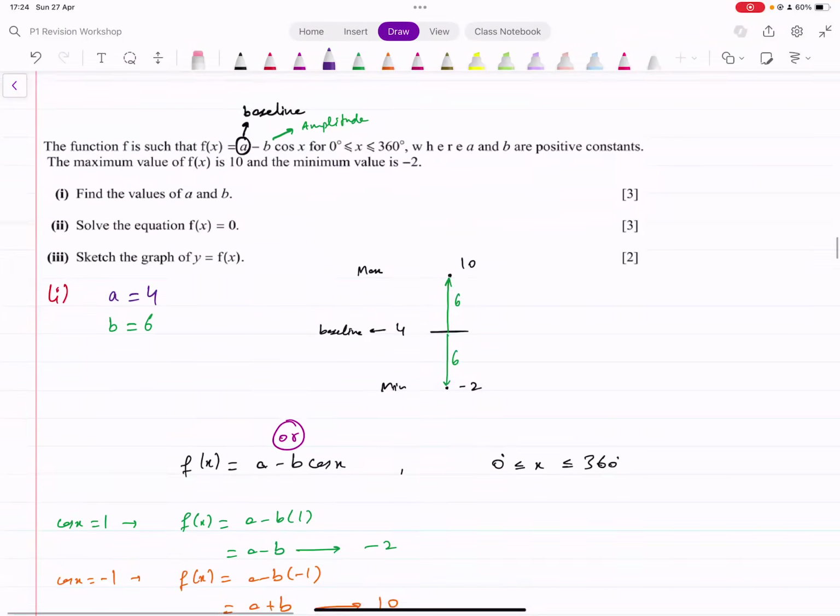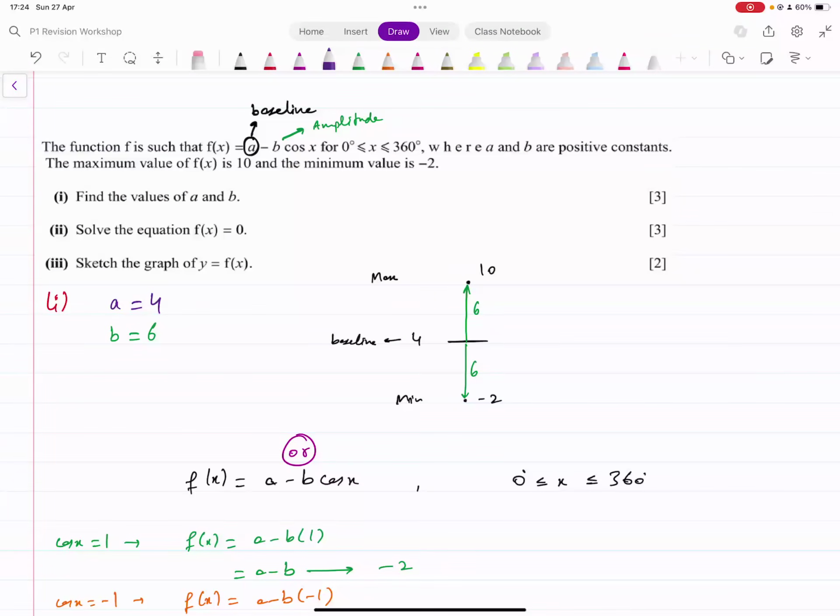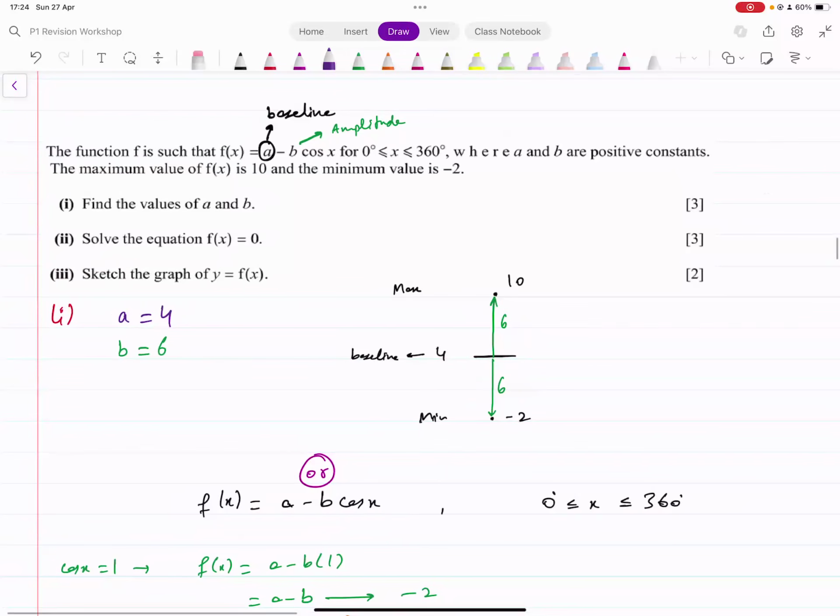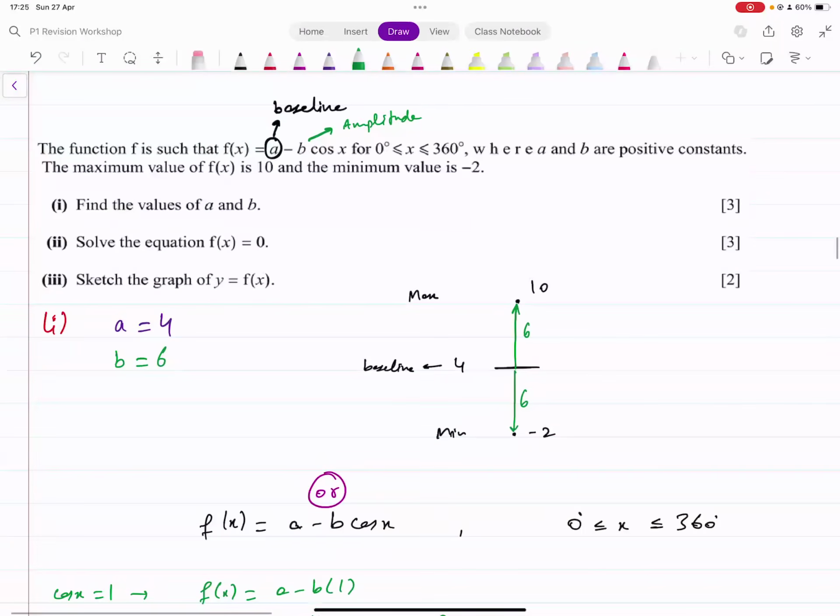All right. So now sometimes what happens is they give you the range of the function themselves. For example, in this function, they tell you that f of x is equal to a minus b cos x. And they're saying that the maximum value of f of x is 10 and the minimum value is minus 2.